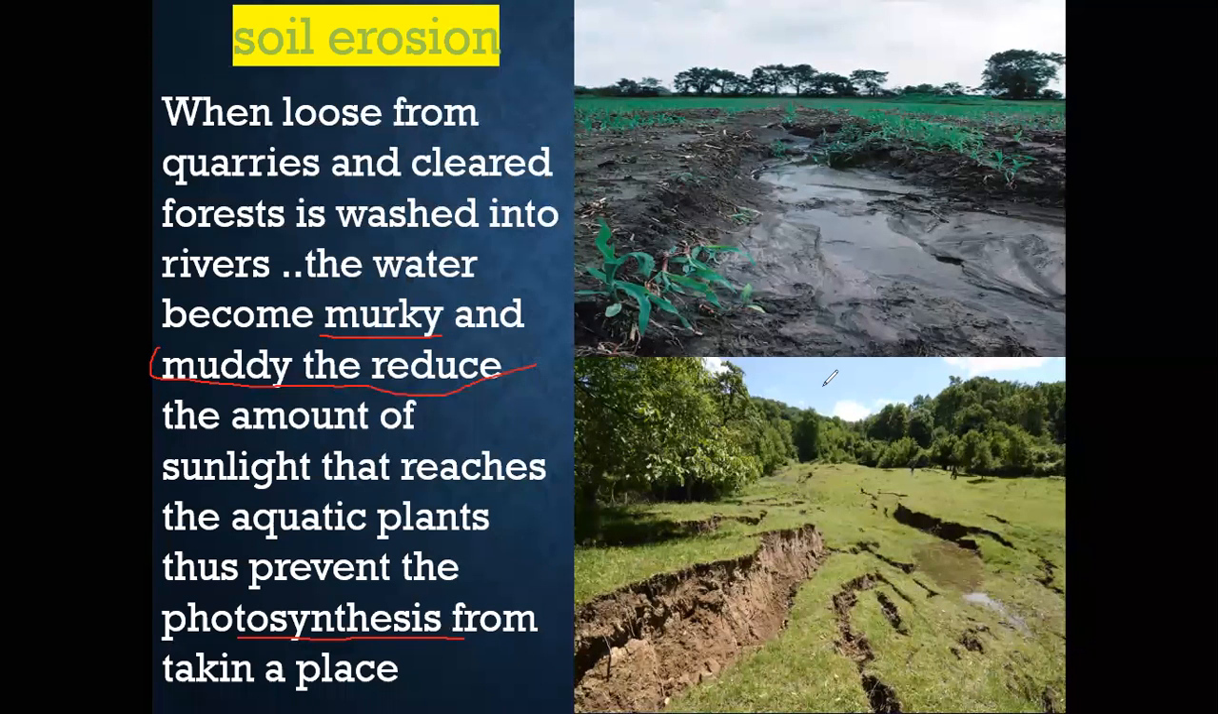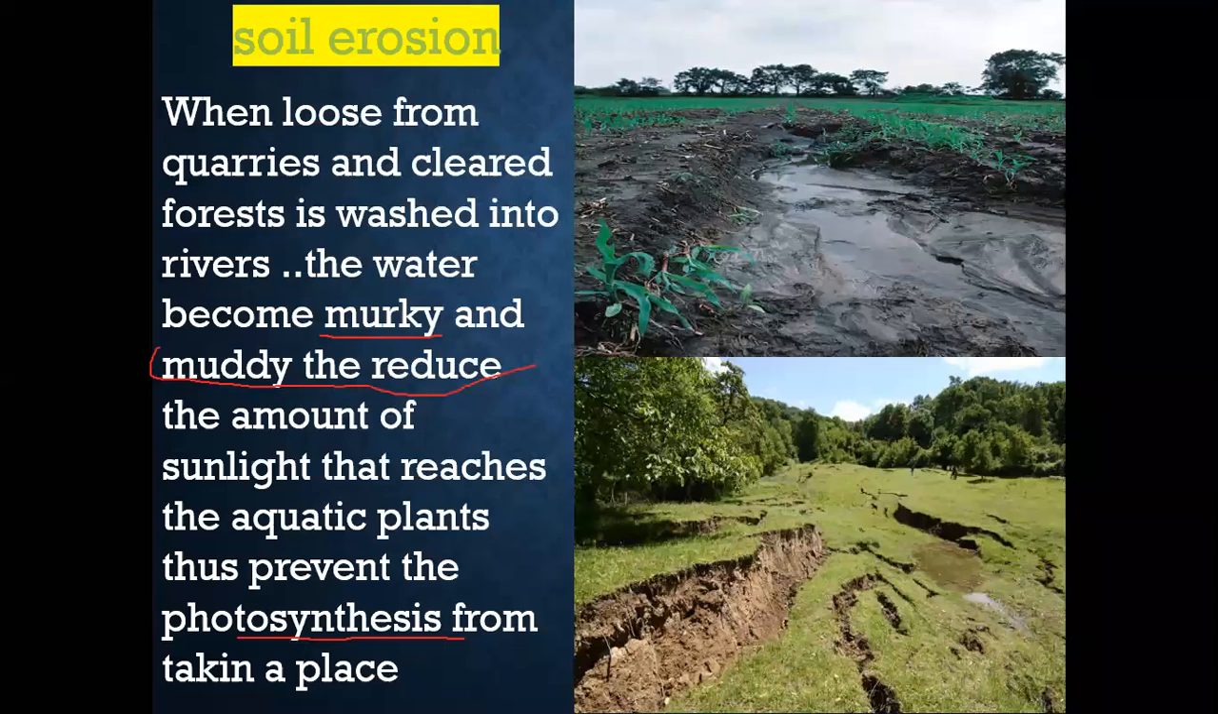When soil from quarries is carried from a forest and washed into rivers, the water becomes murky and muddy and reduces the amount of sunlight that reaches the aquatic plants. Thus it prevents photosynthesis from taking place. Thank you, Surur.